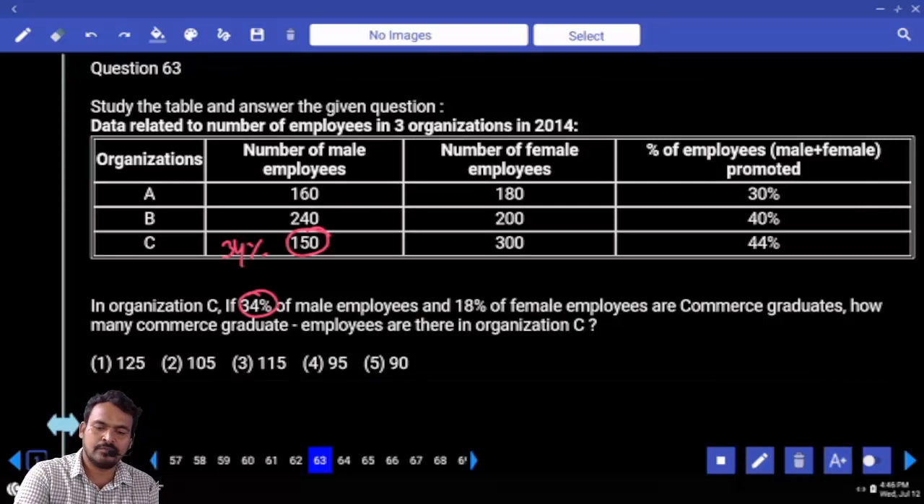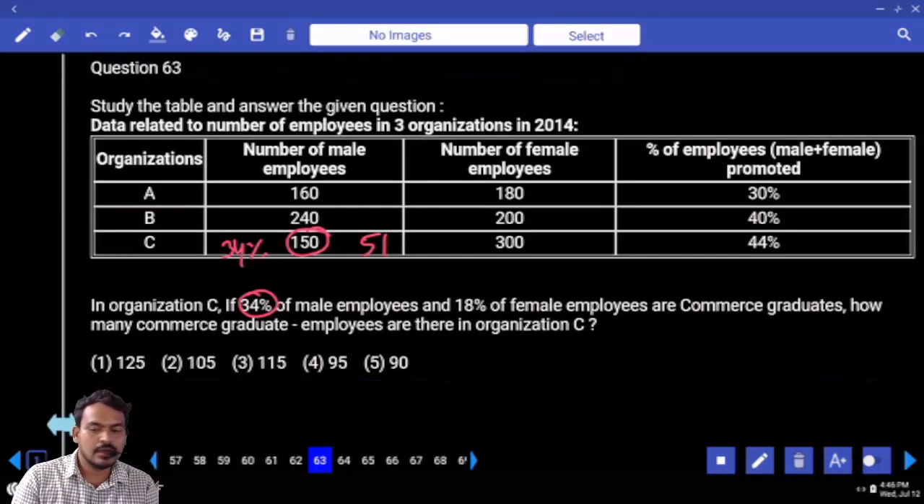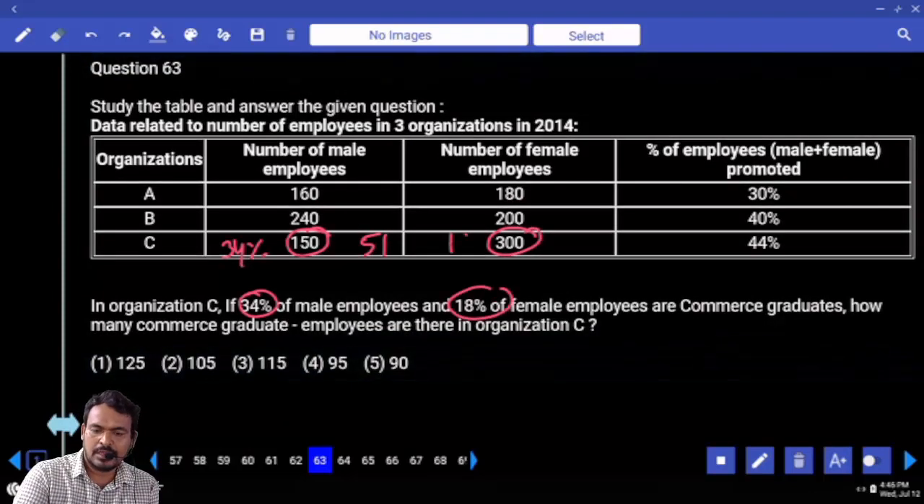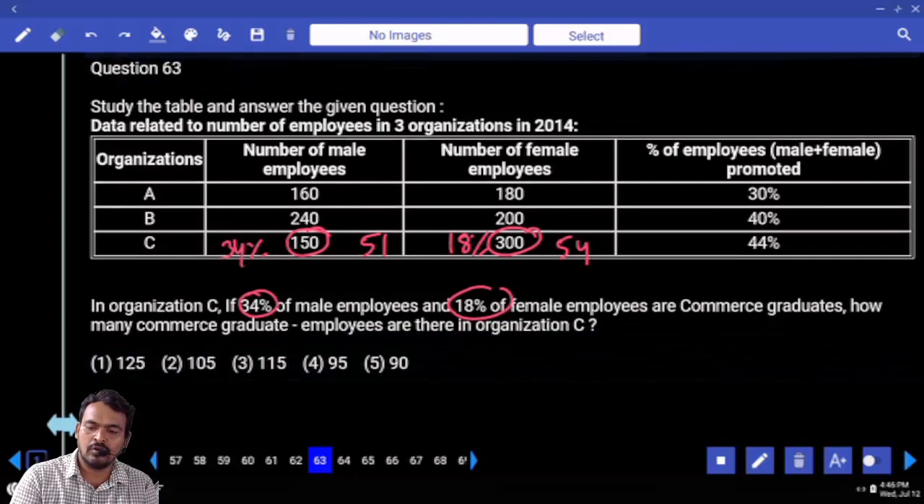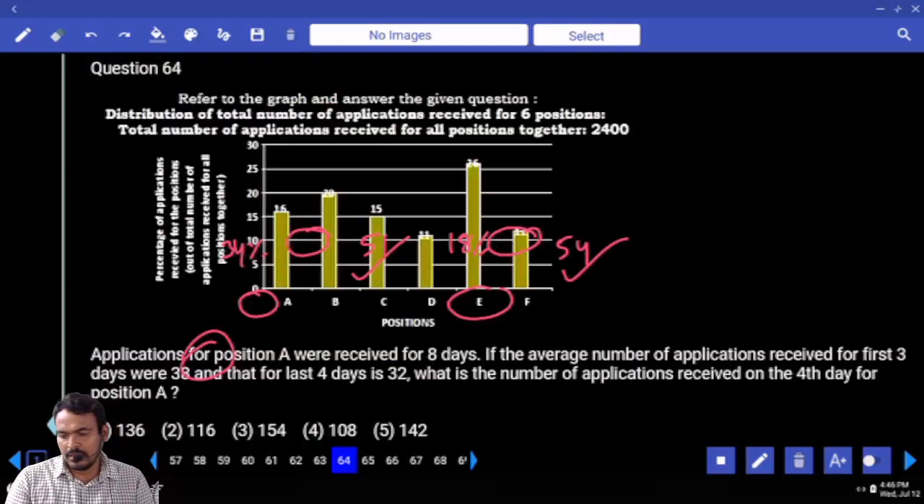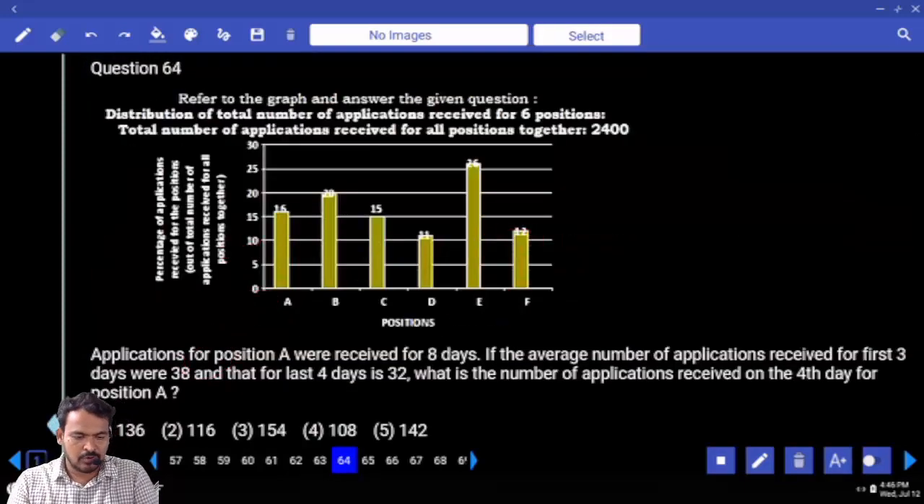Means it is 51. Next, out of 300, how much percent are 18%? What is the 18% of 300? 54. But required together: 51 plus 54, 105. Next, 64.